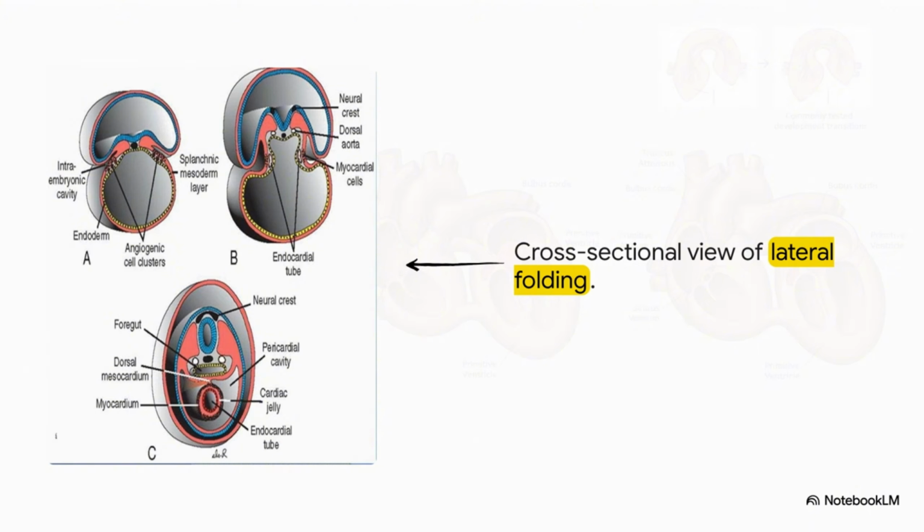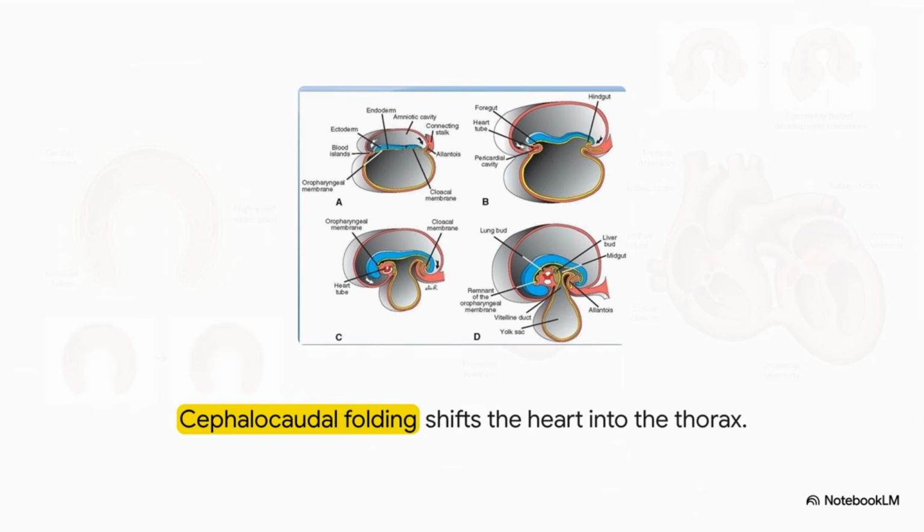What we're left with is a single, continuous heart tube made up of an inner endocardial layer and an outer myocardial mantle. Now, what's really interesting about cephalocaudal folding is how forcibly it relocates the heart and the primitive pericardial cavity. It starts way up in the cervical region, so essentially in the embryo's neck, and gets physically shoved downward until everything rests securely right where it belongs in the thorax.